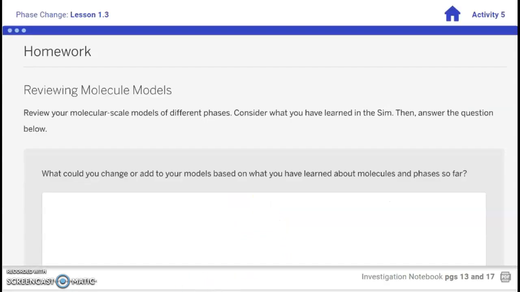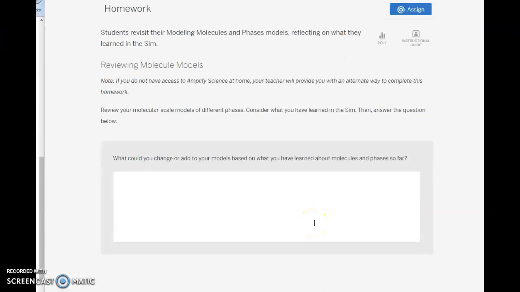So on your homework, if you go into the homework, there are a couple of questions. So make sure you answer the questions based on what you've seen in this sim. So for part 5, there is actually only one question. What could you change or add? The one that we just mentioned. So make sure you answer that question here.